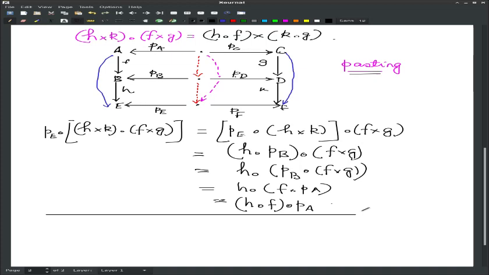Okay? So, nothing else but these equations. And what have you done over here? You have used the property of these red unique lines and associativity of composition. That's it. Okay? Am I clear?